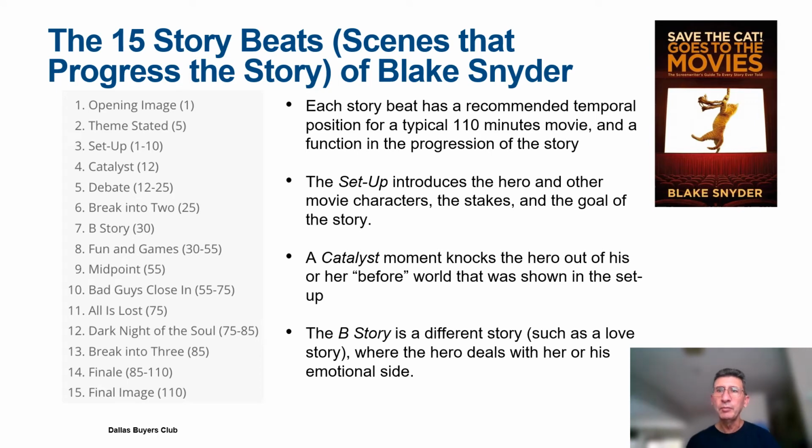According to a book by Blake Snyder, which is called Save the Cat Goes to the Movies, each scene can be associated with one of 15 story beats. These beats represent the progression of a movie storyline. The numbers that you can see on the left represent the number of minutes since the start of a typical 110 minutes movie. Just briefly, a few examples.